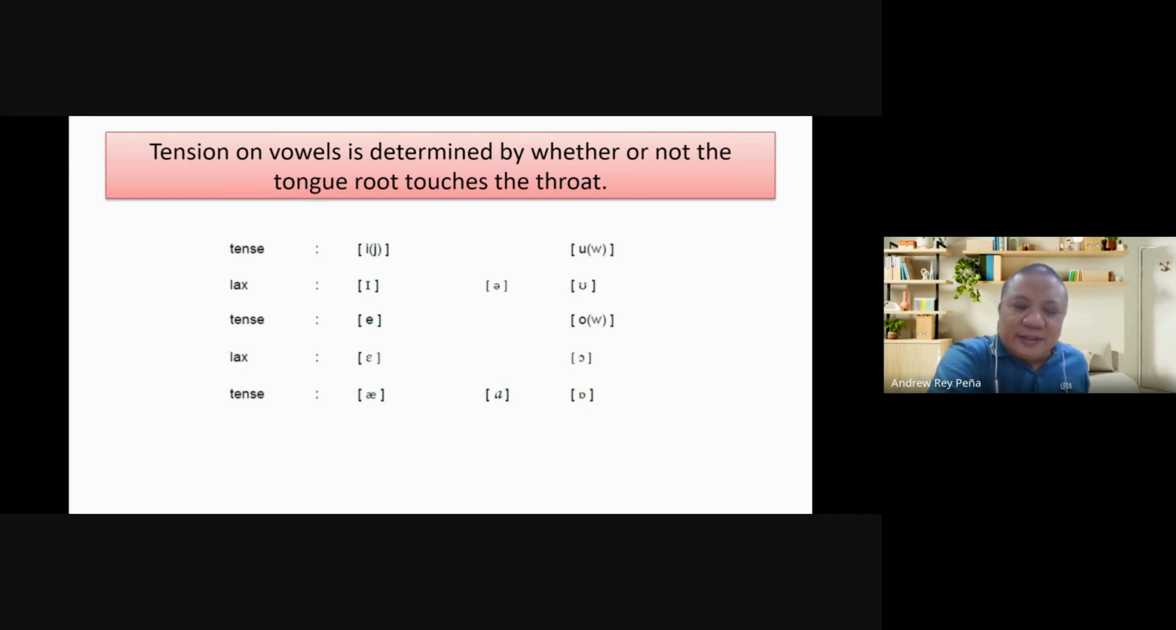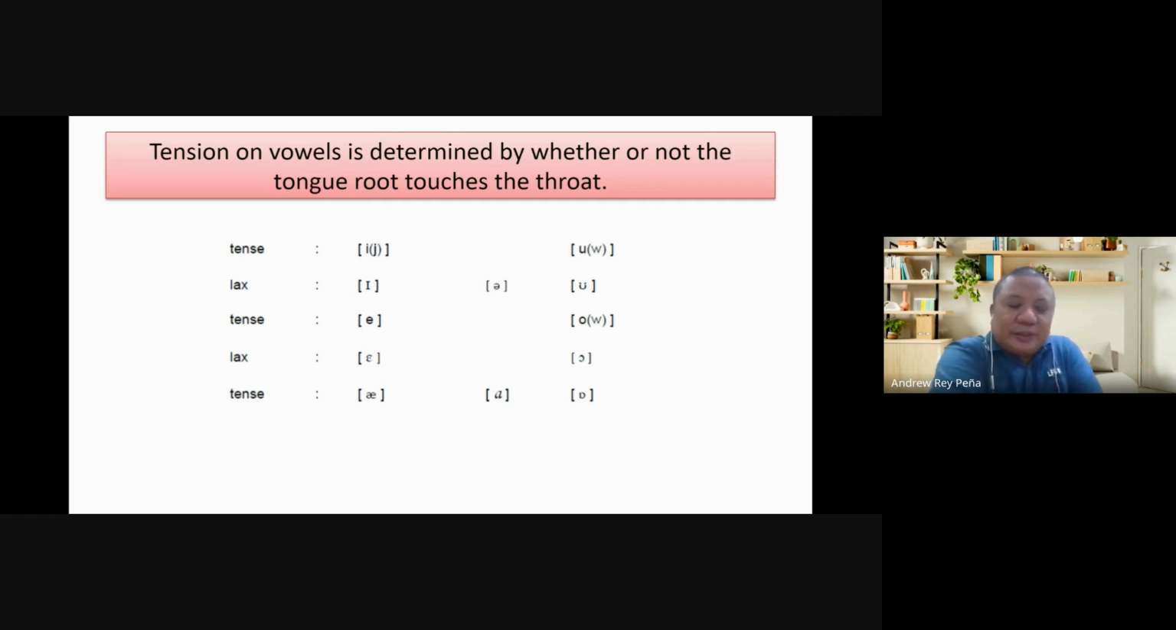That's the same thing when you pronounce the back vowel "oo." There should be something in your throat. You should feel something on your throat. That would be your tongue touching your throat. Then you have the lax vowels, and when you pronounce them, the tongue root is not advanced. It's not touching the throat. It's in the middle. That's why it's lax. Why is it called lax? Because there's no tension between your tongue and your throat.